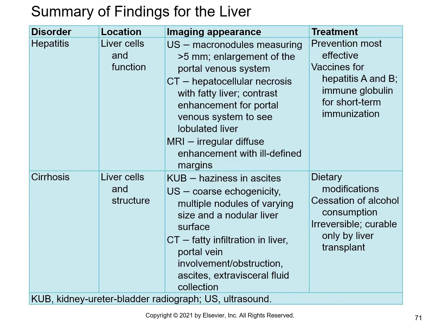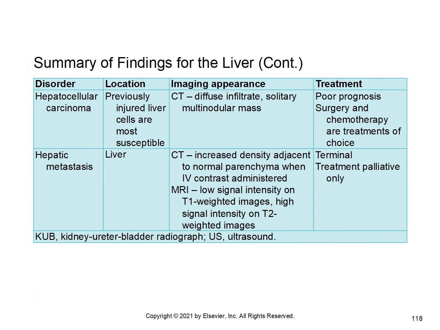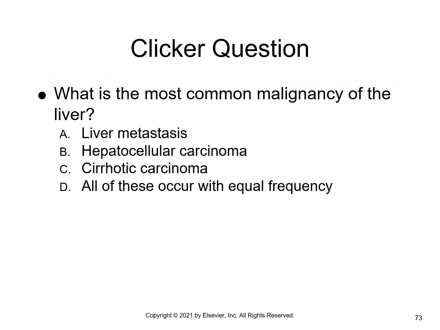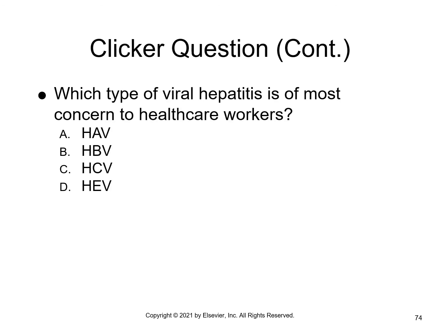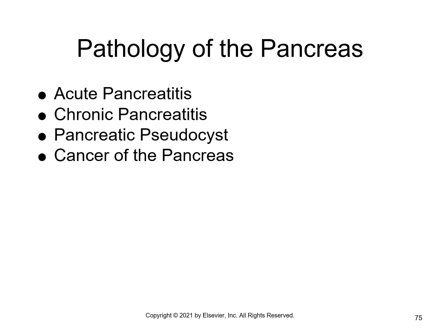Okay, I'll let you read through the summary of the findings of the liver. And click a question. What is the most common malignancy of the liver? And that would be your hepatocellular carcinoma. Which type of viral hepatitis is most concerning to healthcare workers? That's your hepatitis B. B and C are the ones you get through bloodborne pathogens. B is the most common kind we encounter in the clinical site.